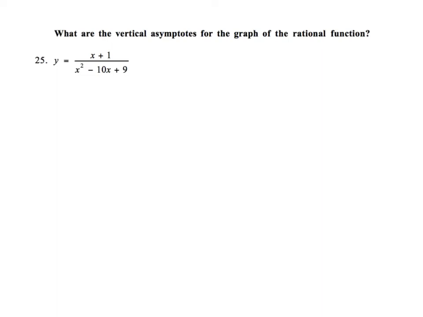Alright, welcome to your Algebra 3 Try 1 Final Review videos. We are doing 25, 26, 27, 28 in this video. My first one says, what are the vertical asymptotes for the graph of the rational function?